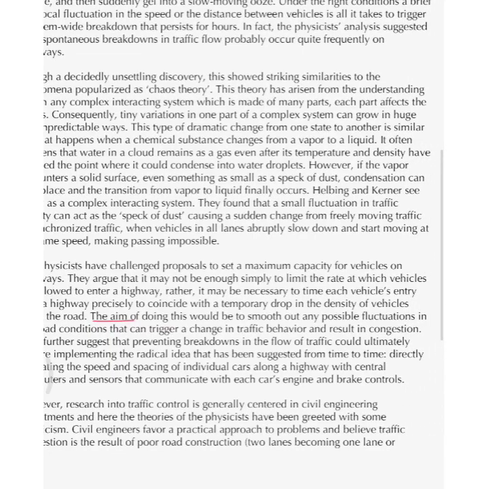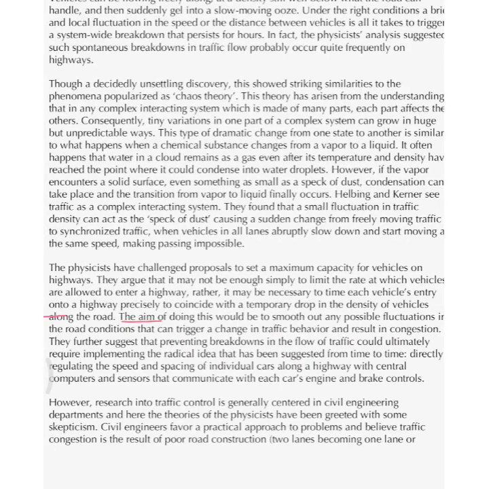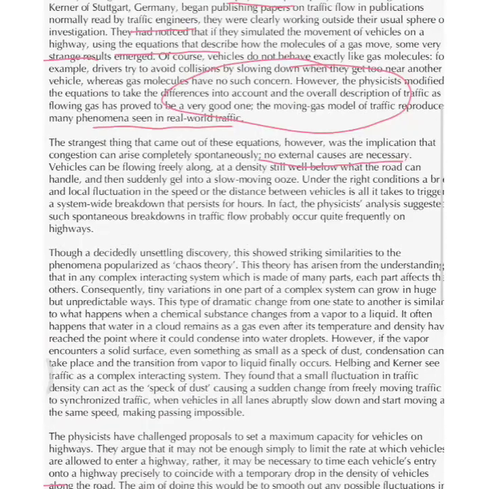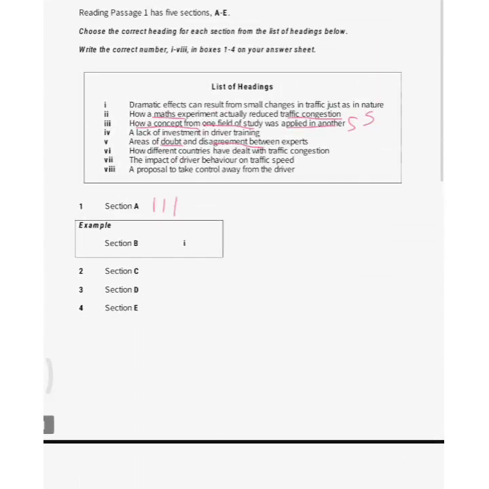Now the crux of this passage was that they were talking about the vehicles on the highway. They were telling at which rate they should enter, what time they should enter, how many numbers. Then they talked about the density. Now they are talking about computers and sensors to communicate with each car's engine and brake controls. So there was no one fixed thing that they were talking about. So now we will look at the headings to find an appropriate answer.